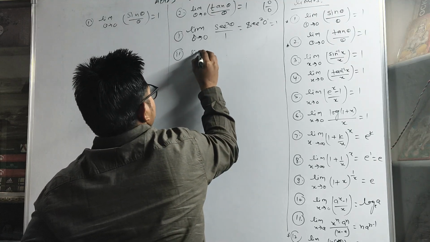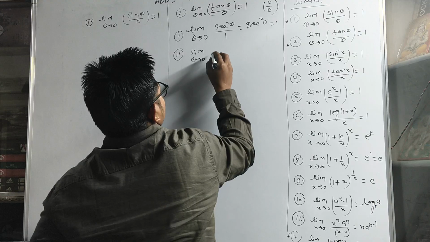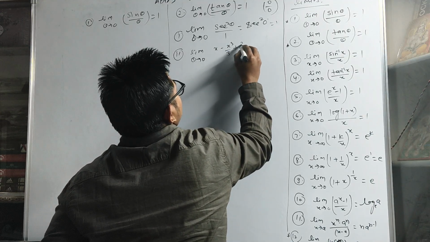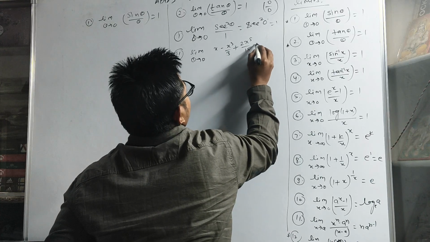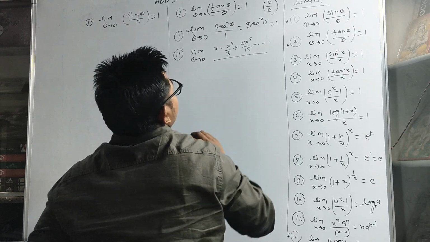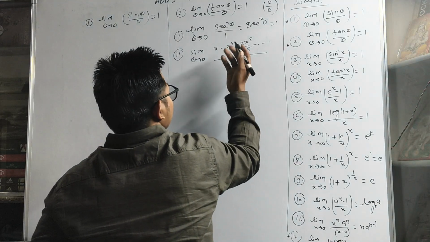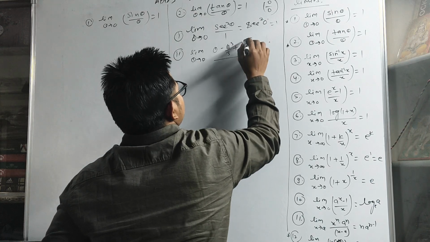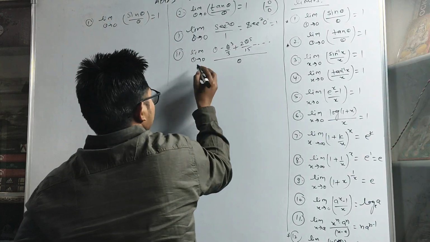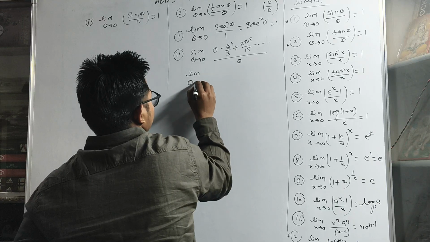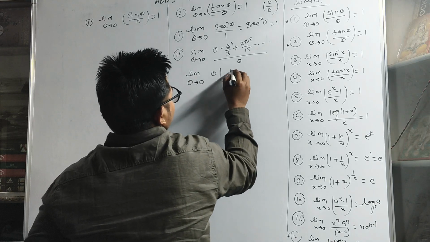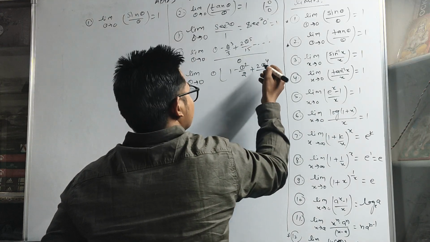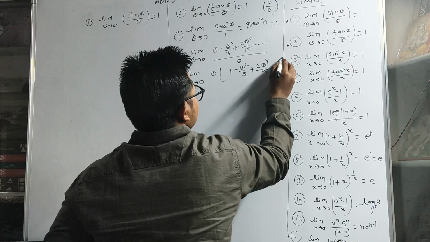If you apply the series of tan x, it is x minus x cube by 3 plus 2x to the power 5 upon 15 minus and so on, upon x. X or theta we can write here. Theta cube and theta to the power 5 upon theta. If you take theta common in the numerator, this will equal limit theta tending to 0, theta times 1 minus theta square by 3 plus 2 theta to the power 4 upon 15 and so on, upon theta.